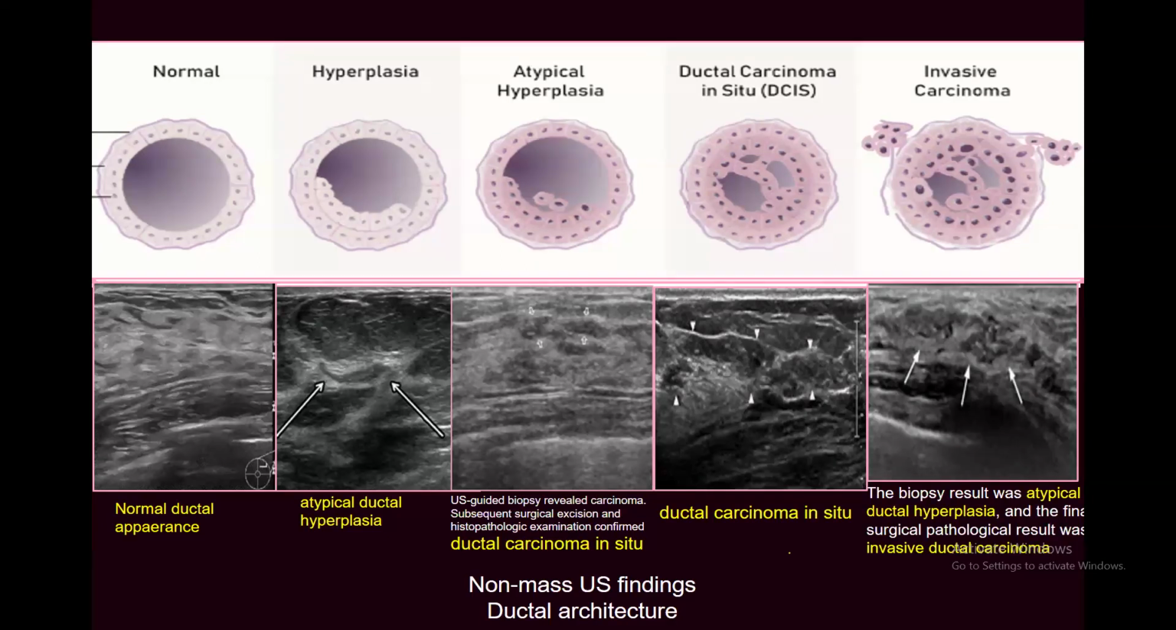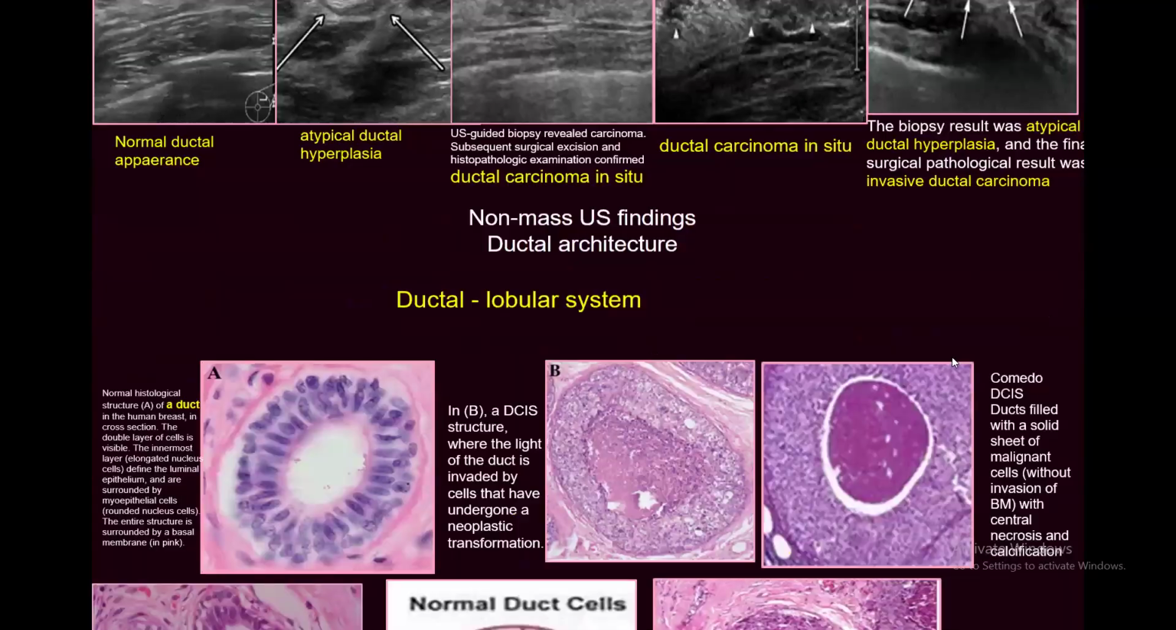And even if it is proven to be atypical ductal hyperplasia or something similar, they have to excise it. First of all, it is considered a risk for cancer, and after surgery it can be upgraded into DCIS or even invasive cancer, as in these examples.